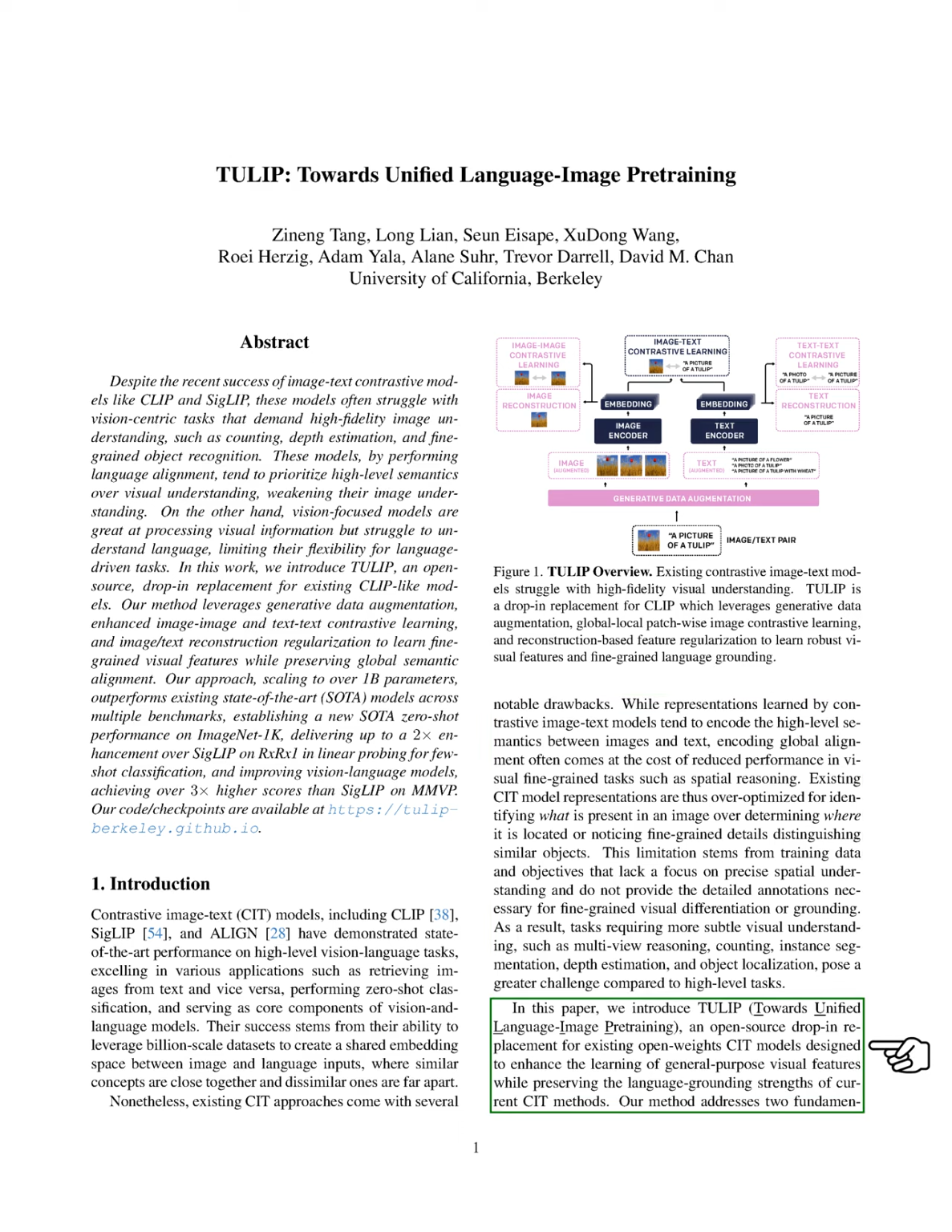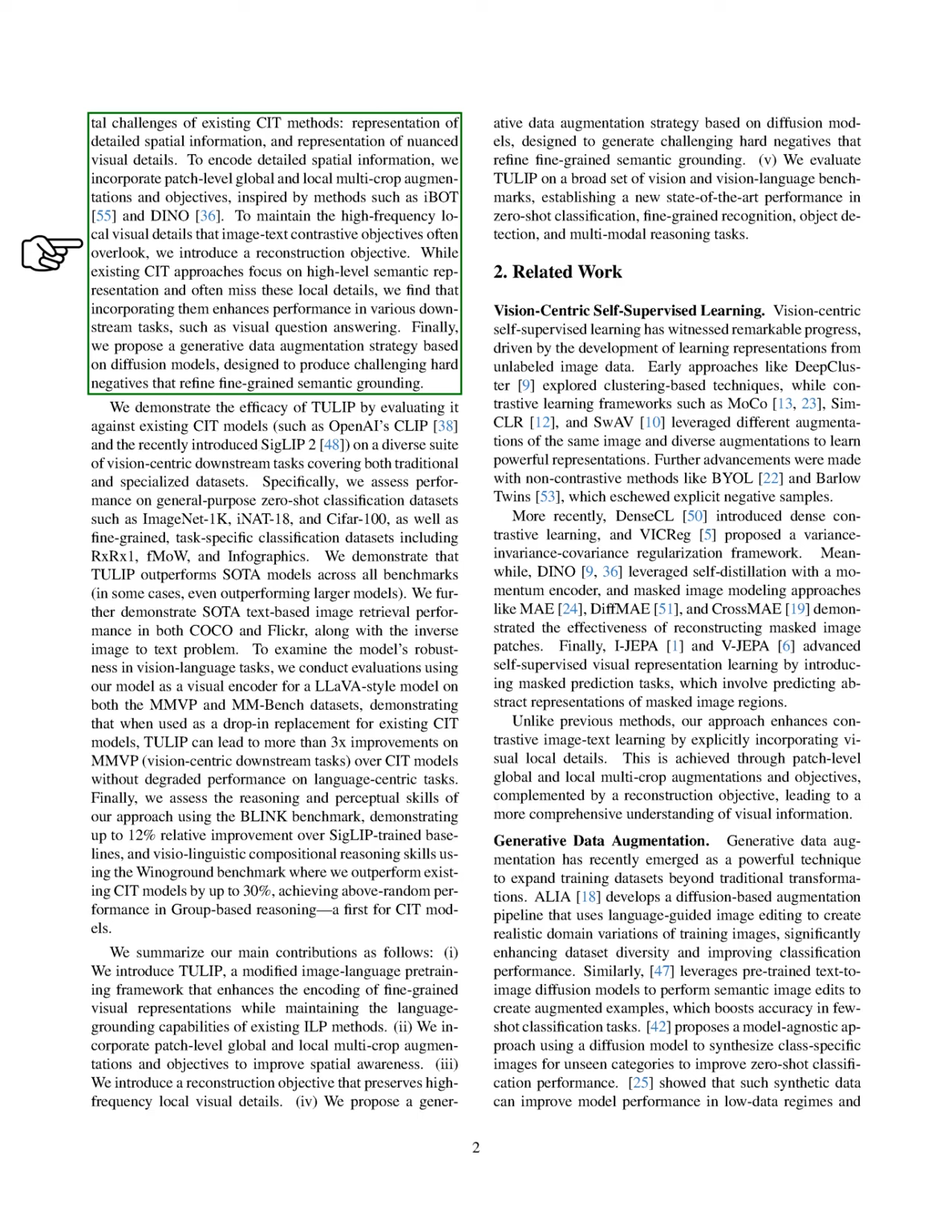To address these issues, we introduce TULIP, Towards Unified Language Image Pretraining, an open-source alternative to current CIT models. TULIP aims to improve the learning of general visual features while retaining the language grounding strengths of existing methods. We tackle two main challenges: representing detailed spatial information and capturing nuanced visual details. To achieve this, we use patch-level global and local multi-crop augmentations and objectives, inspired by techniques like iBOT and DINO.